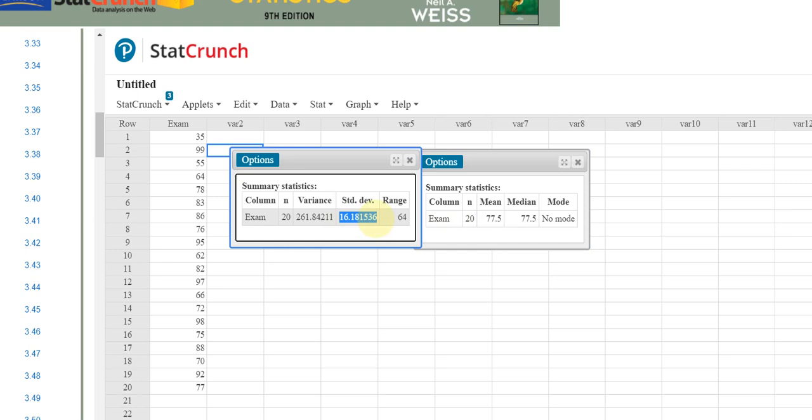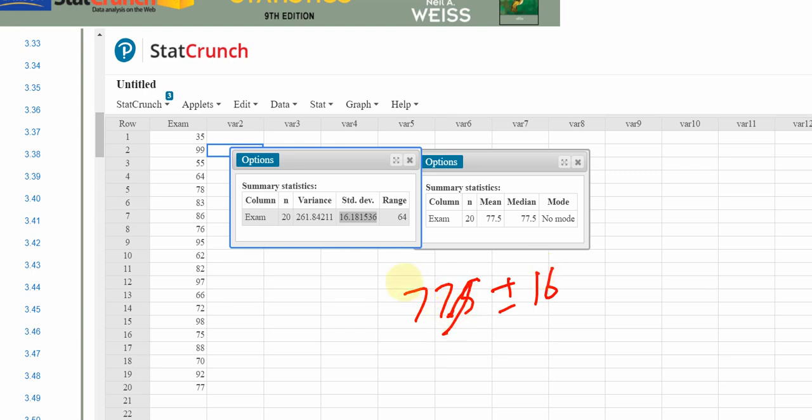So that means if I'm taking that exam myself, I would expect to get 77.5 on the exam, give or take, plus or minus 16. I'm just rounding this to 16. And in fact, let me round the 77.5 also to 78. Here's 78, give or take 16. So if I add 16 to 78, I get 94. If I take away 16 from 78, that would give me 62.